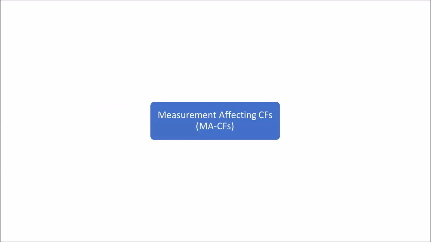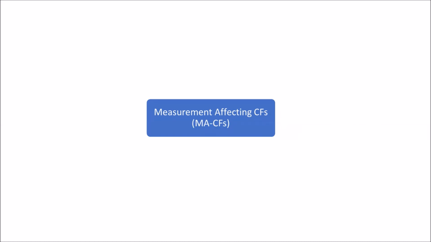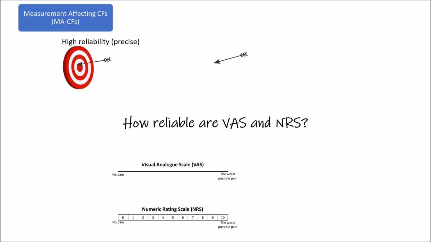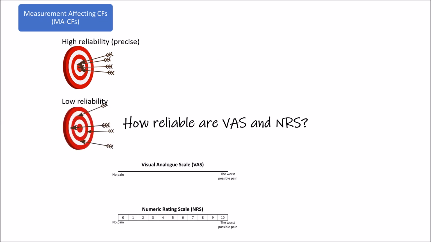The last type of contextual factors is the measurement affecting contextual factors. We will start with an example. A group of researchers wanted to study how good 2 measurement instruments for joint pain are: the visual analog scale and a numeric rating scale. They chose to study the reliability of the 2 instruments. If the instruments are very reliable, they will produce the same results when repeated in a situation where the patient's pain is not expected to change. If the instruments produce different results when being repeated, then the measurements would not be precise.